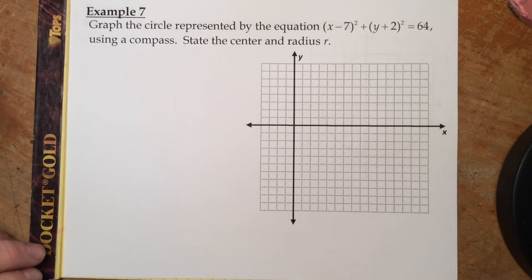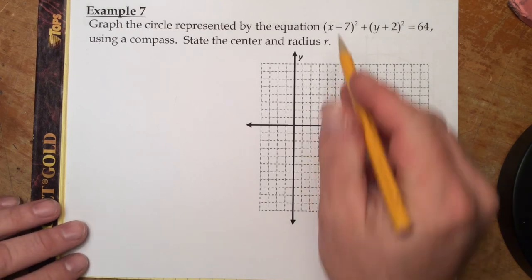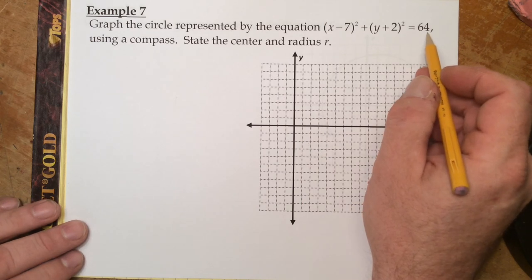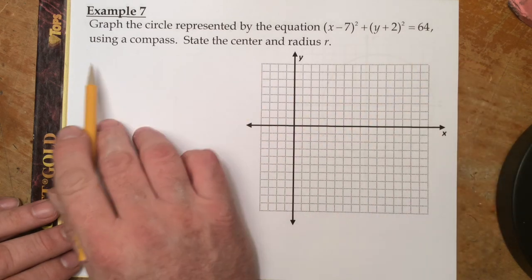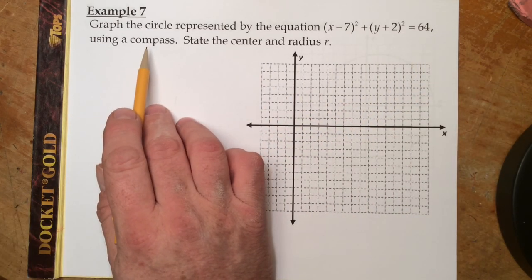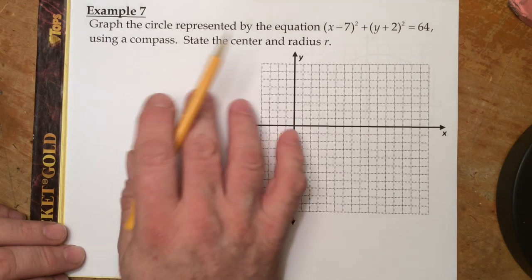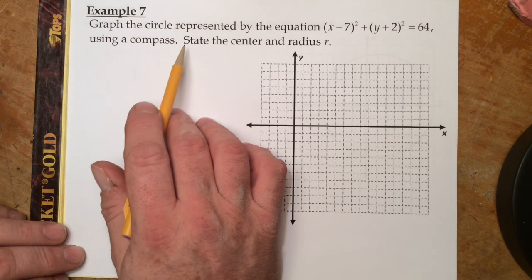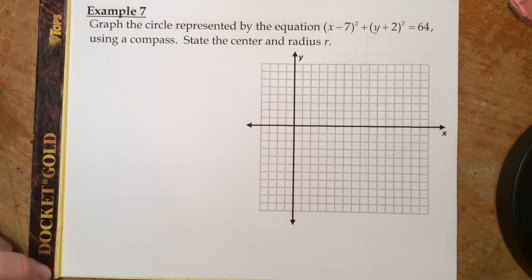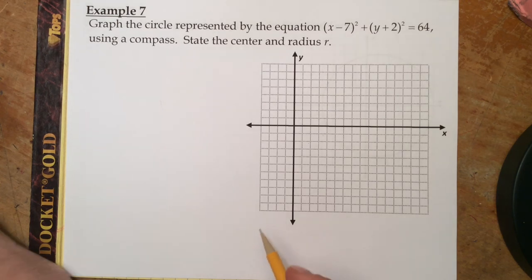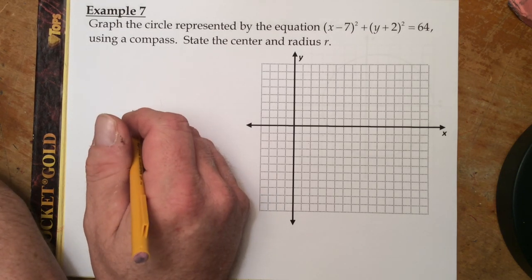Example 7. Graph the circle represented by the equation (x minus 7) quantity squared plus (y plus 2) quantity squared equals 64. This equation is already in standard form for a circle, so we have to identify h, k, and r. They want us to use a compass, which is probably the best way to do this. But if you don't have a compass, I think it's important that you know how to do it without one also. So I'm going to do this one without a compass. It's a little easier doing it with. State the center and the radius r. So we're going to identify those and graph it and then state those particular points.